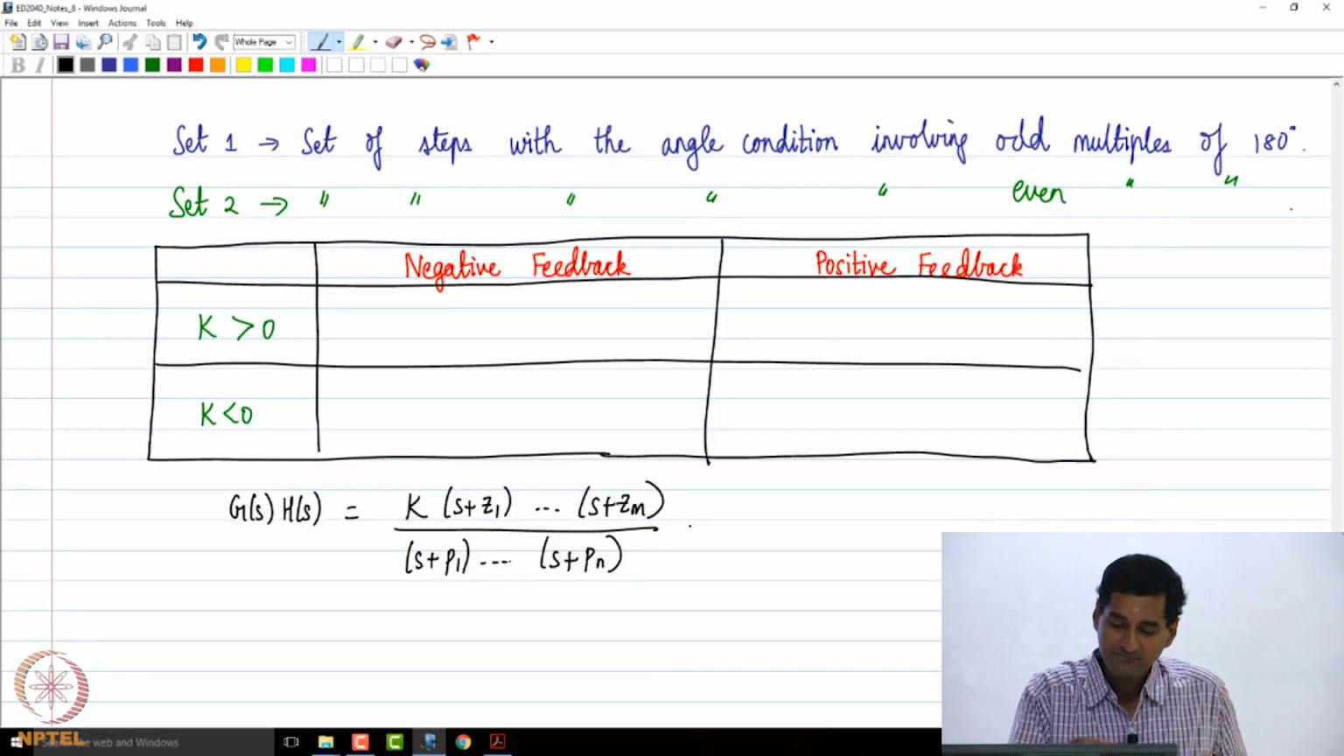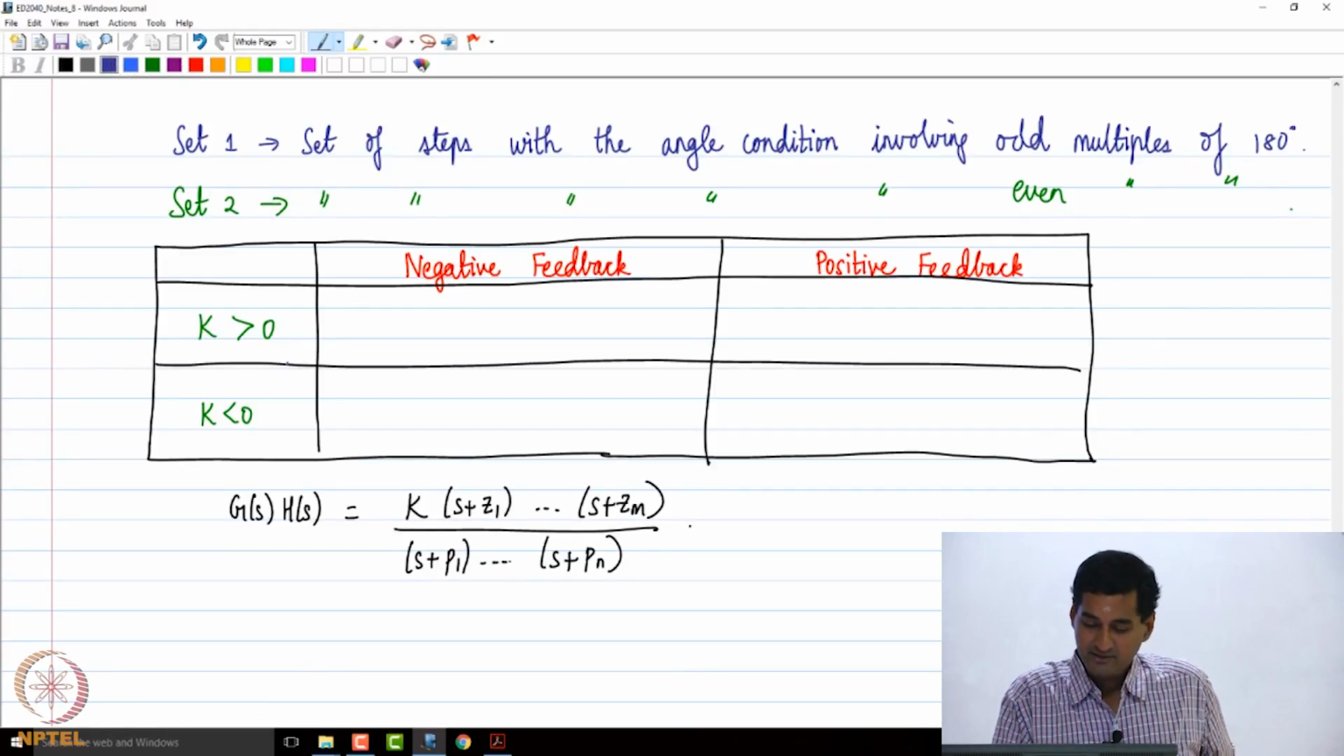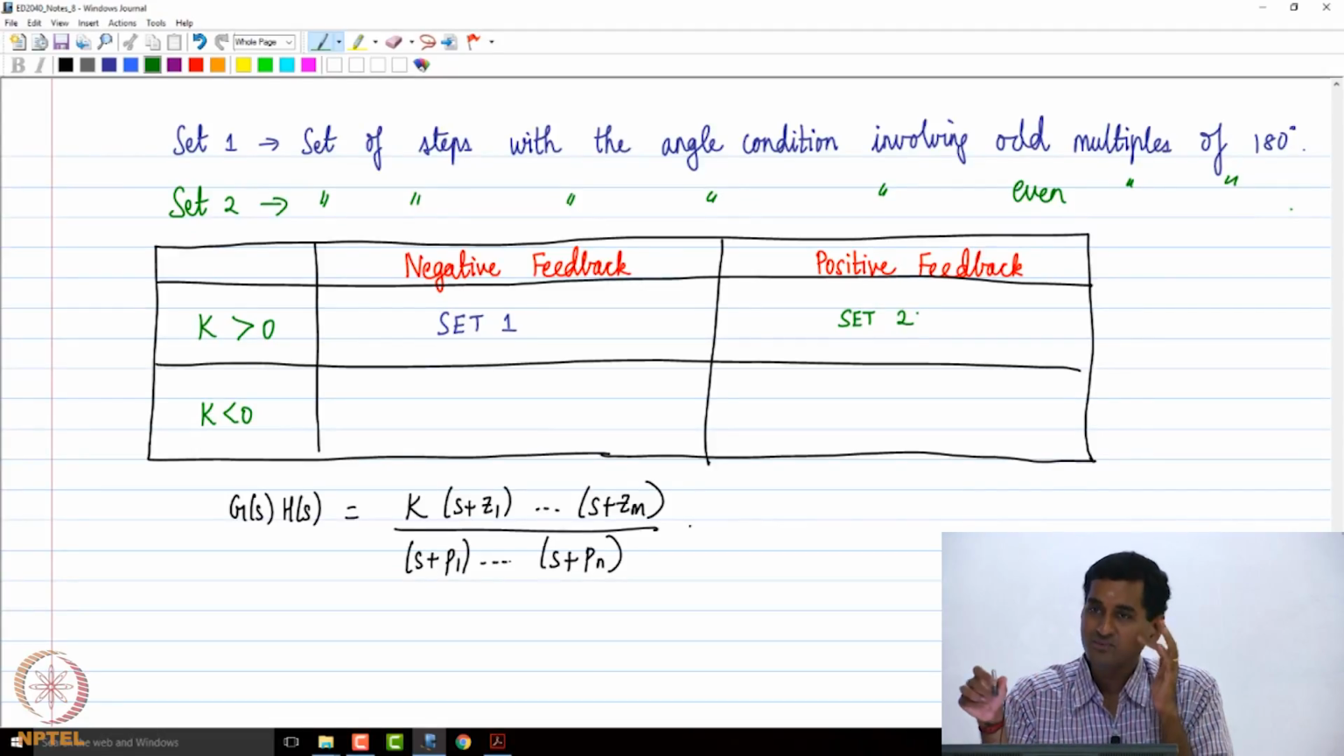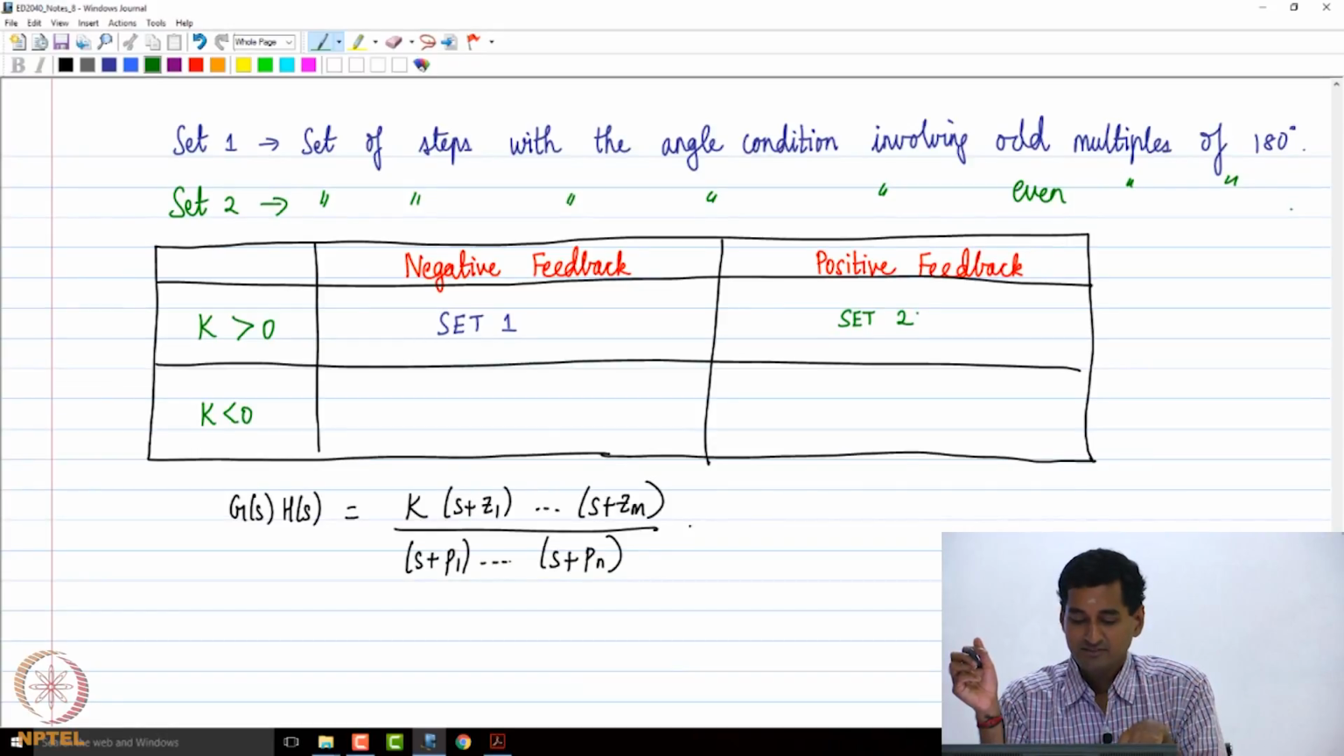So, if we have negative feedback and k greater than 0, what do we do? Which set of steps would I use? Set 1, right, that is pretty obvious. Then if you have positive feedback and k greater than 0, use set 2, that is what we learnt at the beginning of today's class. Set 1 was what we learnt till the last class, set 2 was what we learnt today, with k greater than 0. Now, we will discuss k less than 0.